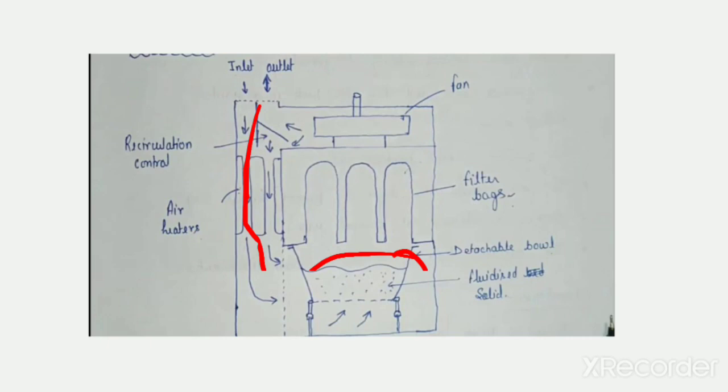After passing through the heat exchanger, we get hot air, and this hot air passes through the perforated bottom of the detachable bowl. Actually, this air has high pressure. Because of the high pressure, the granules are lifted from the bottom and suspended in the stream of air. This state is known as the fluidized state. The hot air surrounds each of the granules and dries them, and we get dry granules. So this is the principle of the fluidized bed dryer.